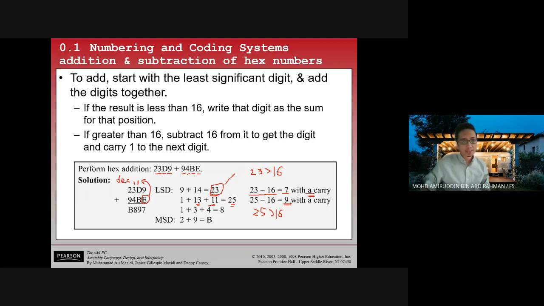Then you add 3 and 4, you get 7 plus 1, which is 8. Since 8 is less than 16, you don't need to subtract 16. You just put 8 and there is no carry. Then you add 9 with 2, which is 11, and 11 in hex is B. So that's how you get this answer, and that's how you do the addition for hex.